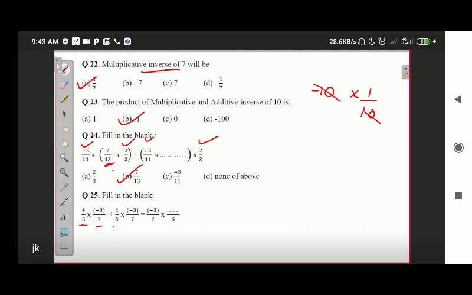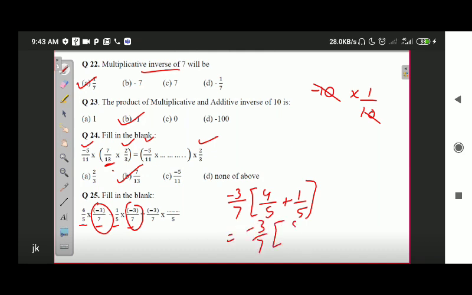Again 1 upon 5 and minus 3 upon 7. So what you do is, you take minus 3 upon 7 as common. The remaining is 4 upon 5 plus 1 upon 5. As the denominator is same, so you rewrite it as 5 upon 5.